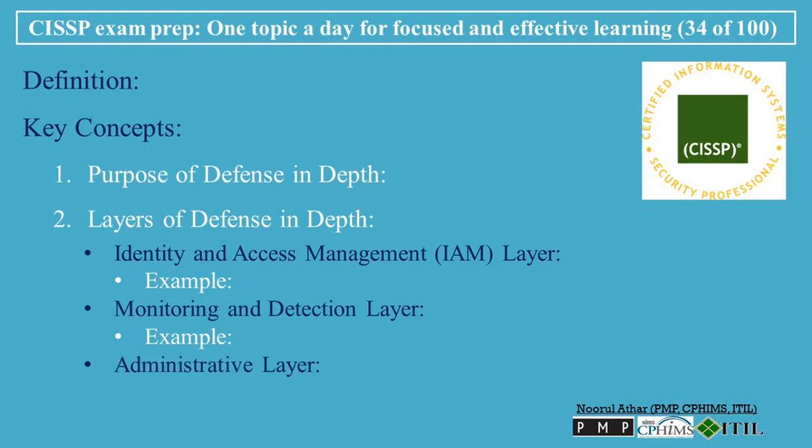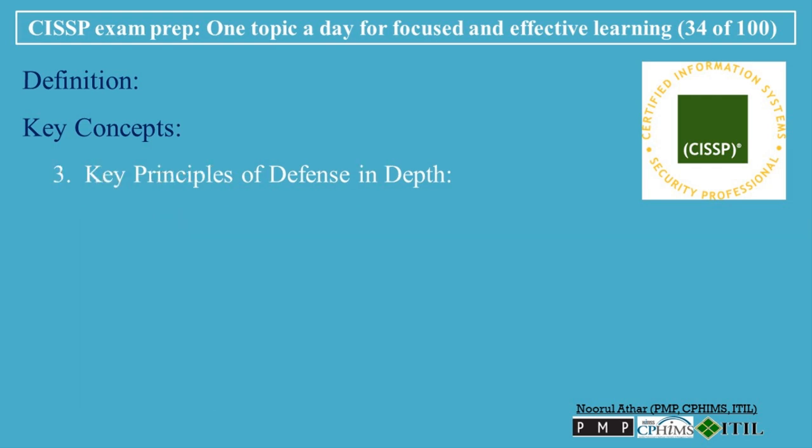Administrative layer focuses on policies, procedures, and user awareness to ensure that security is maintained throughout the organization. Controls include security policies, employee training, incident response plans, and regular audits. Example: regular security awareness training ensures that employees recognize phishing attempts and other social engineering attacks. 3. Key principles of defense in depth.